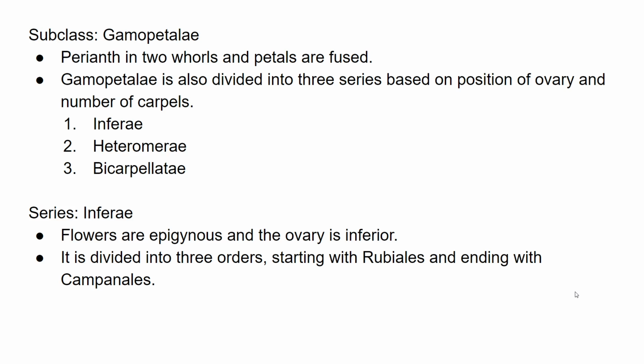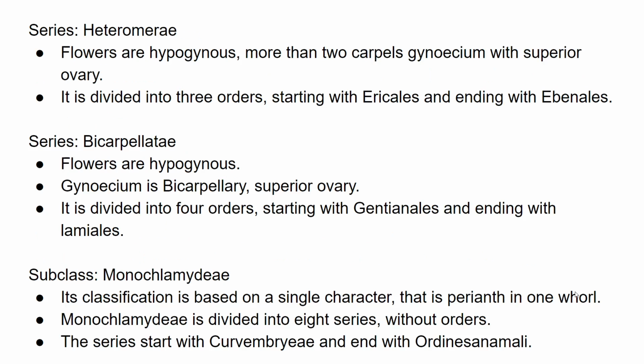Then series inferae. In inferae, flowers are epigynous and the ovary is inferior. This is a very important character of the inferae. It is divided into three orders, starting with rubiales and ending with campanales.